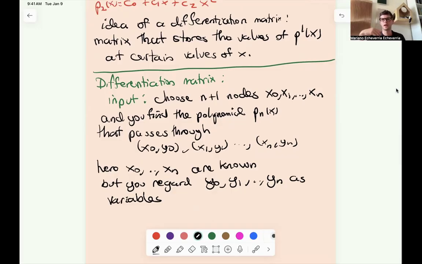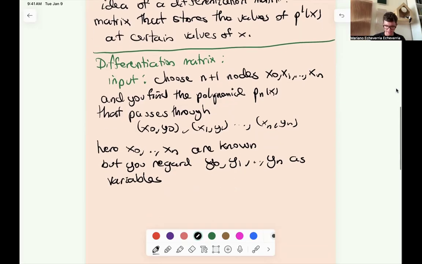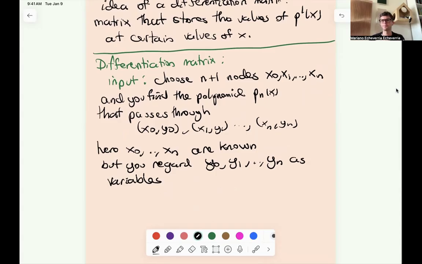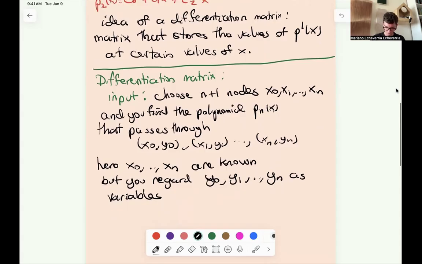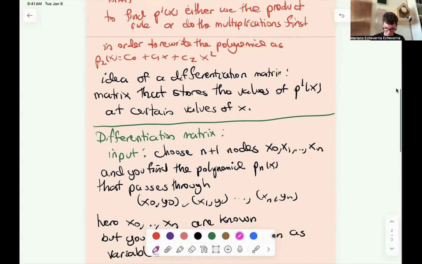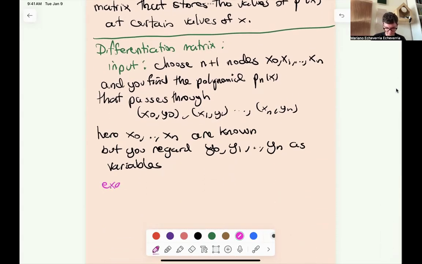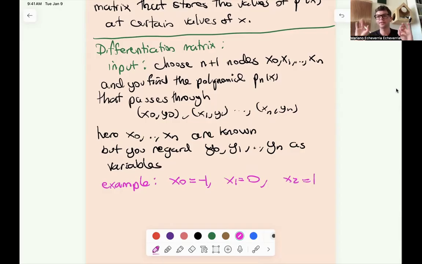So, for example, like what I was doing a couple of minutes ago, the nodes I could have chosen to be -1, 0, and 1. An example could be to use x0 to be -1, x1 to be 0, and x2 to be 1. As you can see, they are specific values for the x's, so they are known. So these are the nodes.